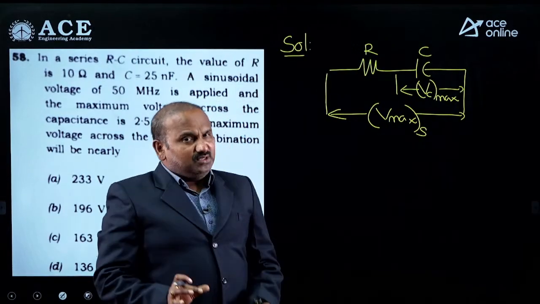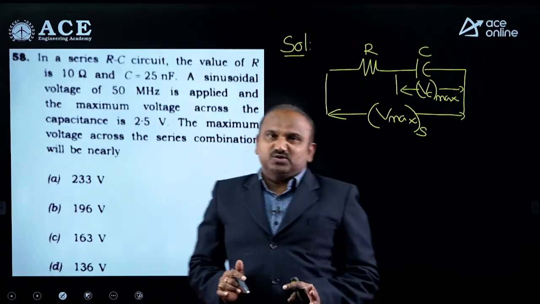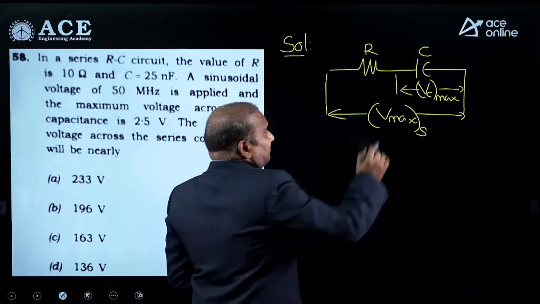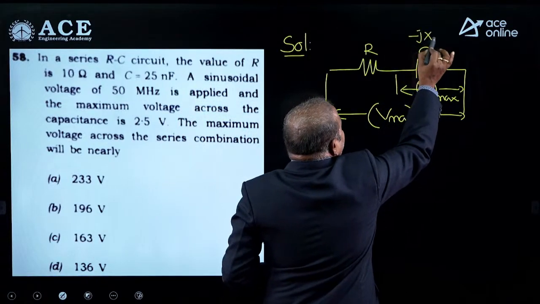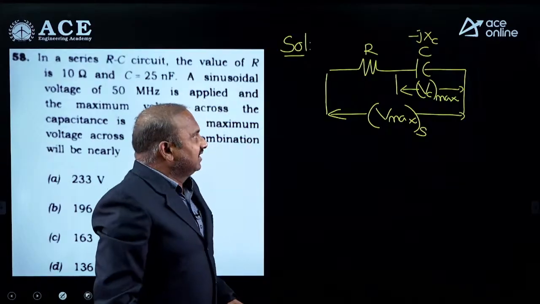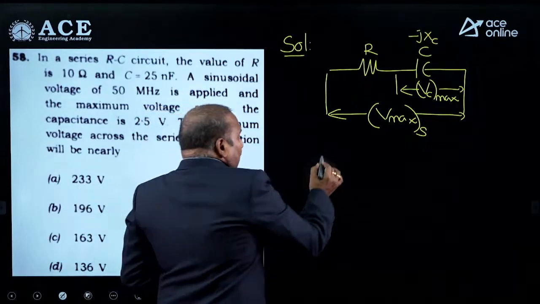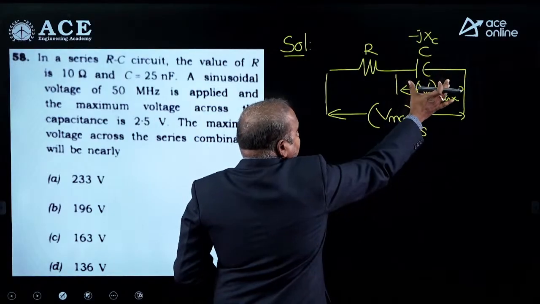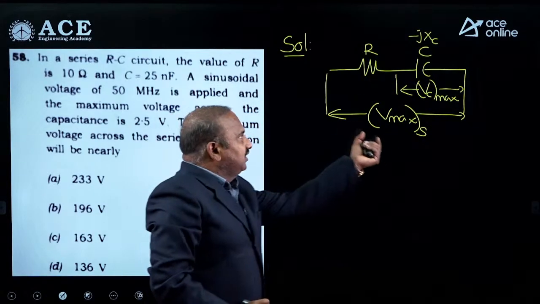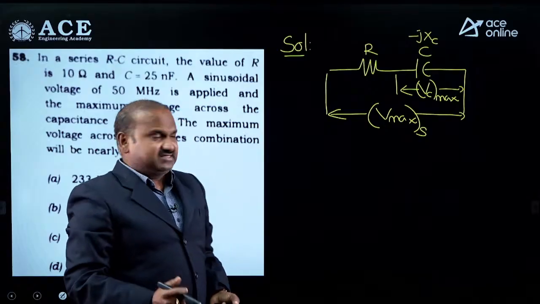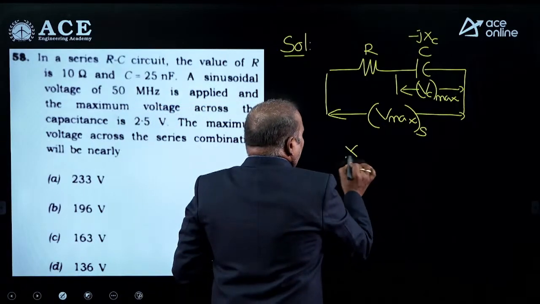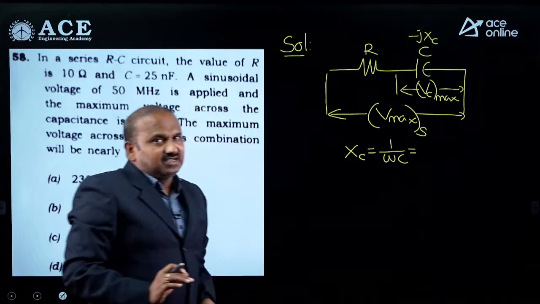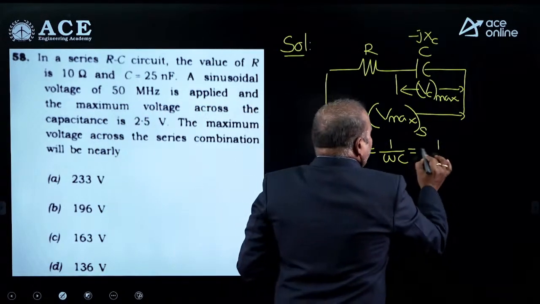If you want to get the maximum voltage for the total applied voltage, by knowing the impedances across each and every element, your job is estimation of XC, that is the only point. According to the voltage division rule, the voltage across the capacitor is equal to total voltage into that impedance by sum of the two impedances. It is a very simple calculation. Now XC is equal to 1 by omega C. This is the only part you have to estimate.